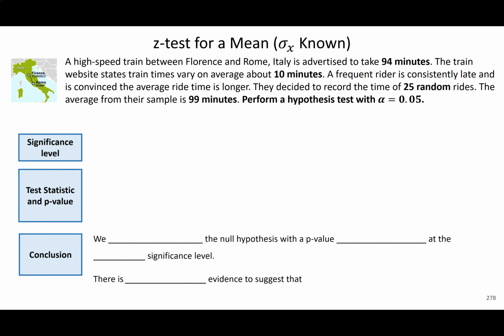So then, sigma, 0.05. You can write significance level if you want. That's fine too. So test statistic and p-value. Let me double check. Okay, so I'm going to use a z-statistic. I was hoping I had a normal table on there to look at.